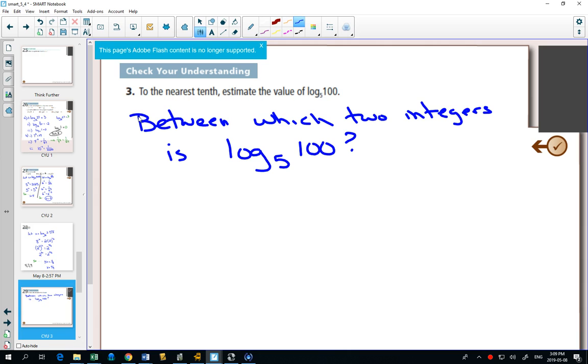How do we figure that out? Well, remember that logs solve for exponents. So this question mark you can kind of put in there and think about 5 to what exponent would be 100? Well, what do you know? You know 5 squared is 25. You know 5 cubed is 125. If you wanted 100 in between here, does it make sense that it would need to be between 2 and 3?